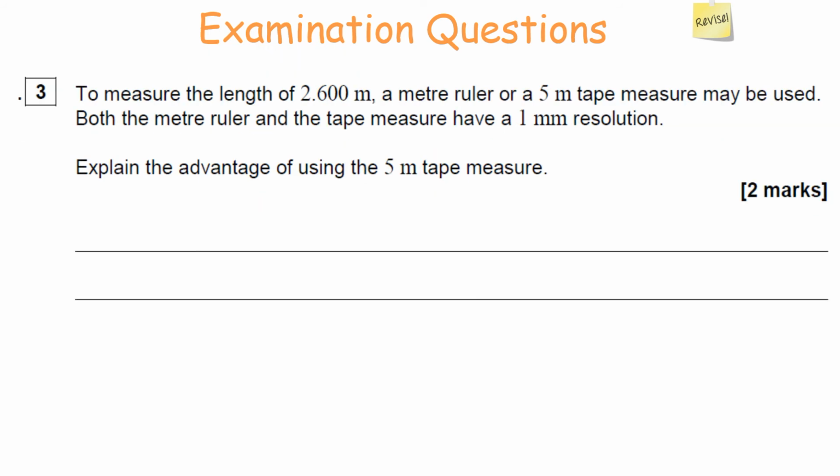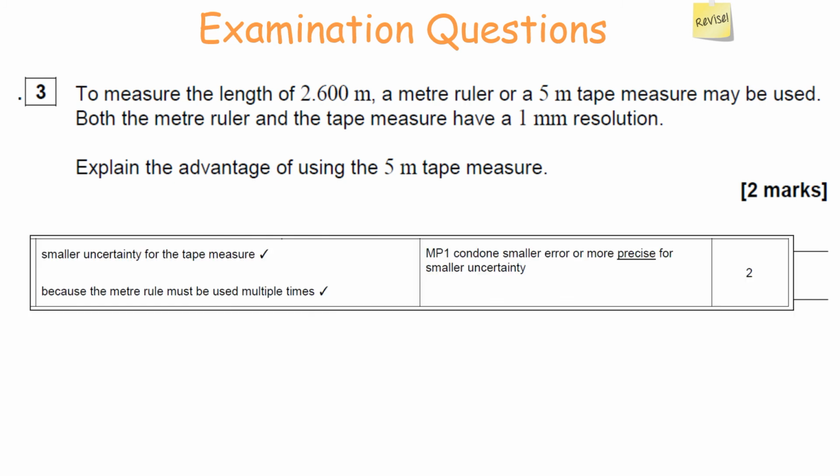Right, so you've got to think about what's going on here. For the tape measure, there's actually going to be a smaller uncertainty because you're only having to use it once. Now, for a meter ruler, it's going to have a higher uncertainty because you're going to have to move your meter ruler multiple times to measure 2.600 meters, because your meter ruler, as you can imagine, is only 1 meter long, so you'd have to move it 3 times to actually measure 2.600 meters. So when you were moving that, there'll be a greater uncertainty in that, so therefore you would have a bigger error in your results. So you've got to consider that.